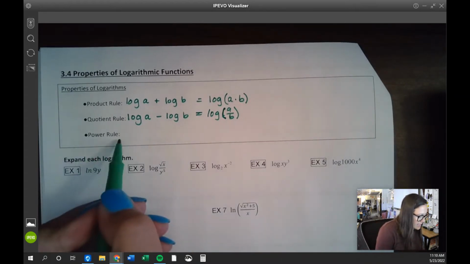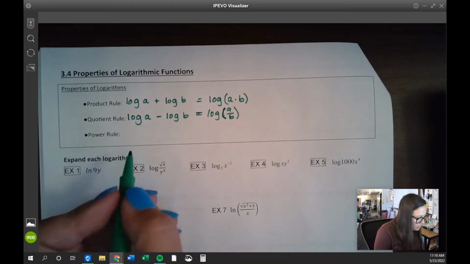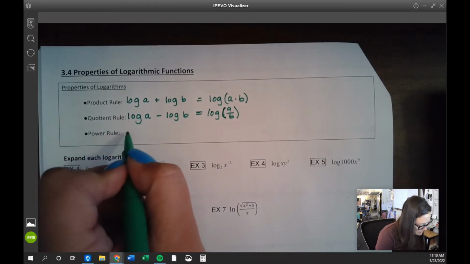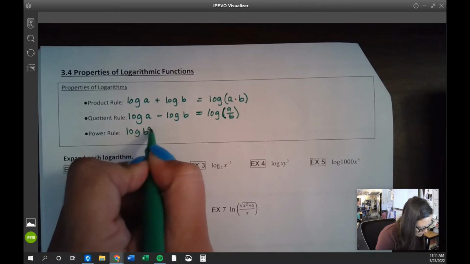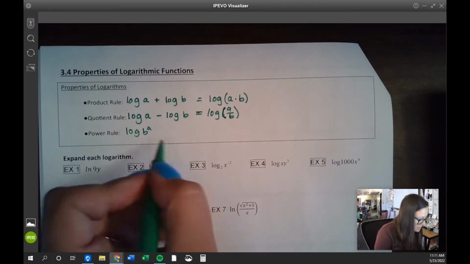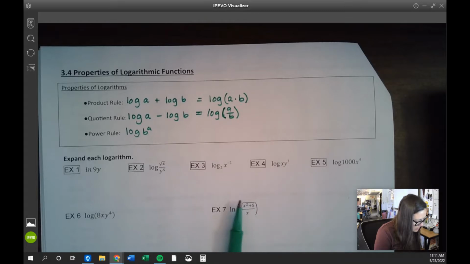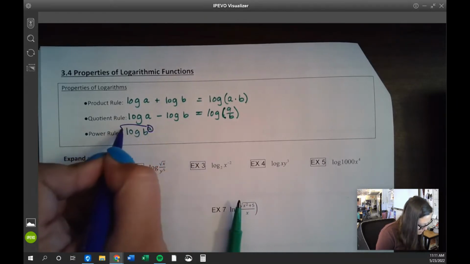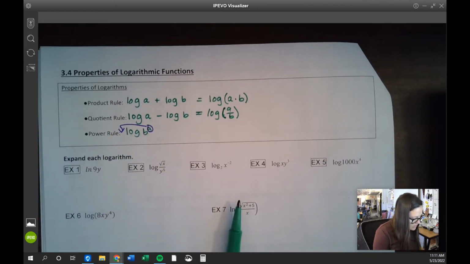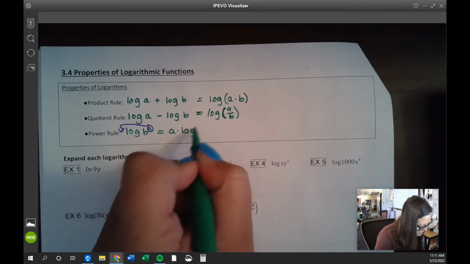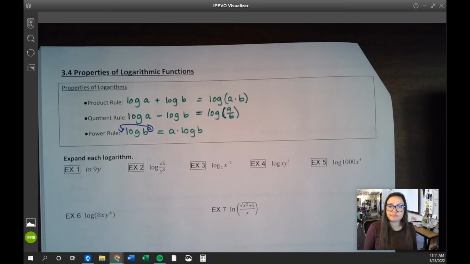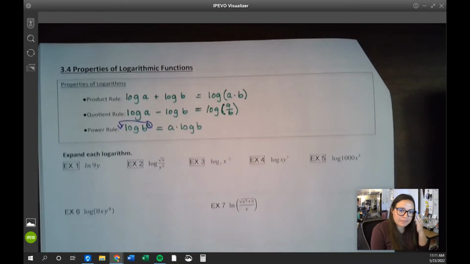Okay, the last thing is the power rule. And the power rule says that if I have the log of a power, I can take that exponent and move it to the front. This is the same as A times the log of B.